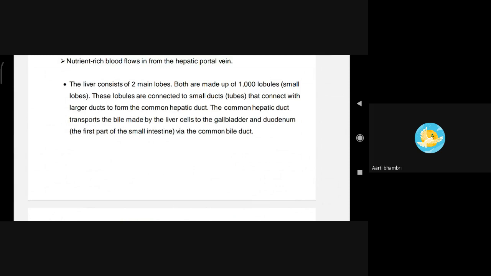So this bile juice is produced by liver, collected by the hepatic duct, and then stored in the gallbladder, and when needed it is released to the duodenum, the first part of small intestine, via the common bile duct.